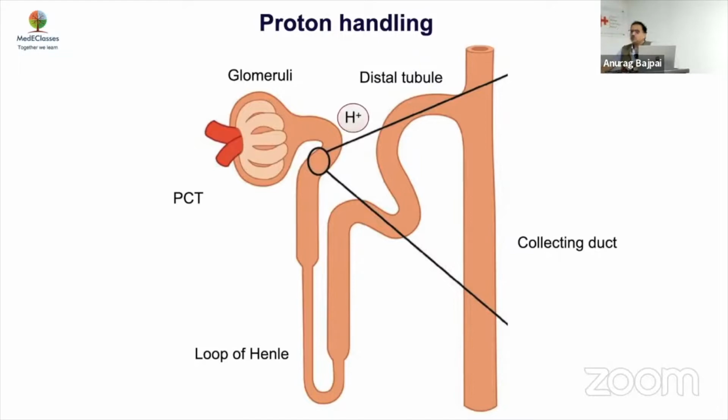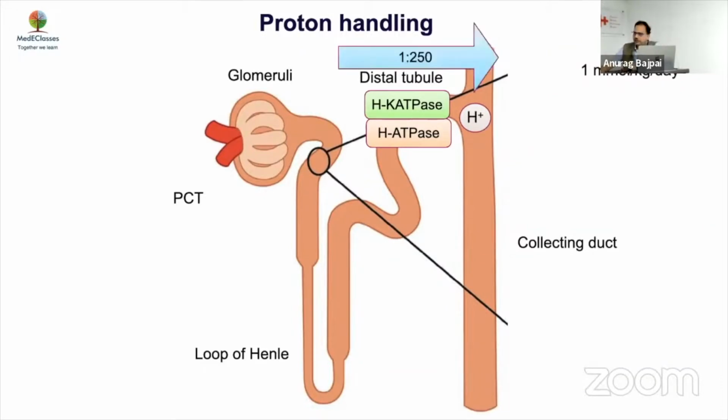What about protons? Protons have to be actively pumped out, because normally what we talked about is that you have to basically reclaim bicarbonate because it is freely filtered. Protons are not freely filtered. There are specific mechanisms like proton potassium ATPase and proton ATPase which will push this proton into the lumen, and this is a huge gradient which is being produced, 1 into 250. And from here, proton may back diffuse also, so you have to be careful that it does not back diffuse.